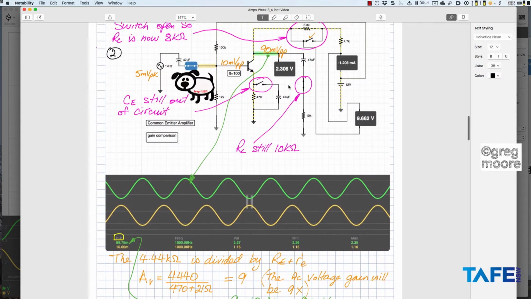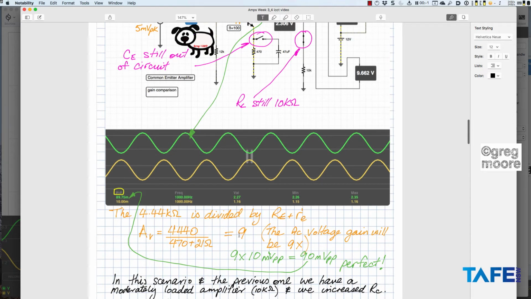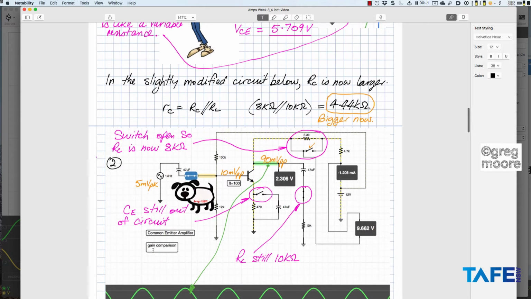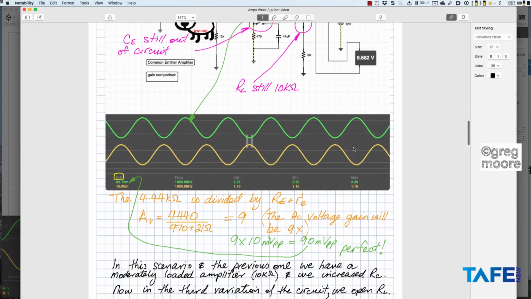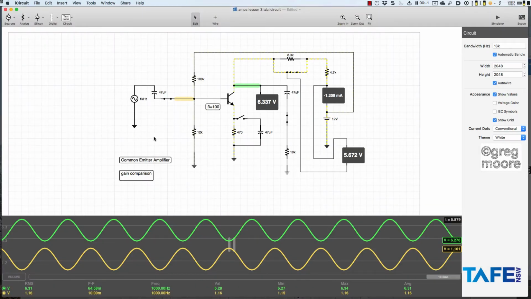When I captured this slide, I had 90 millivolts peak to peak and 10 millivolts peak to peak, so I've got a gain of nearly 9 times there. The mathematics says exactly the same. We should have a gain of 9 times because that 4.44K is in fact the 8K in parallel with 10K. There's my equation: 4.44K divided by big RE plus little RE to get a gain of 9. So 90 millivolts, you can see I've got 90 millivolts in the original readings there on the oscilloscope, so that was perfect. Again, we'll go back and look at that in real time.